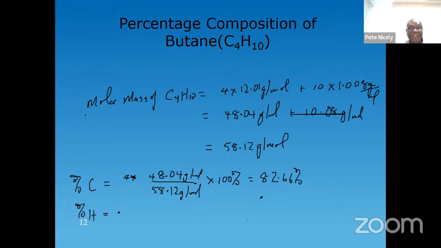And we do a similar calculation in the case of hydrogen. So in the case of hydrogen, the total molar mass would be 10.08 grams per mole divided by the same molar mass, which is 58.12 grams per mole.